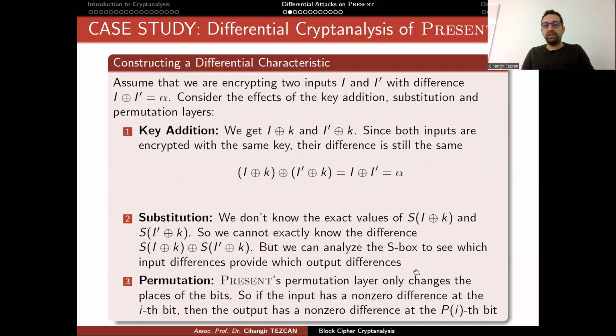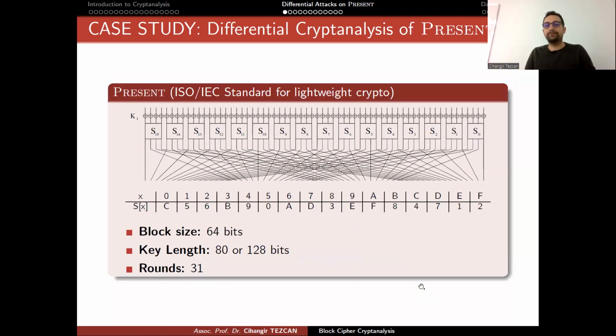The PRESENT permutation layer only changes the places of the bits. So if the input has a non-zero difference at the ith bit, then the output has a non-zero difference at the P(i)th bit, where P is the permutation. This means that assume you are performing two encryptions. In one of them this bit is 0, and in the other one that bit is 1, so their difference is 1. After the permutation, this bit stays here, and in the other part, that bit stays there. So their XOR at this bit is the same, because this permutation leaves this bit at the same place.